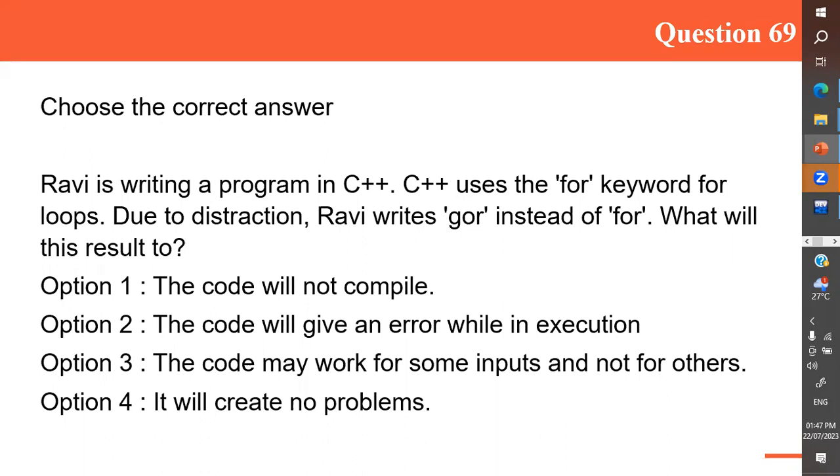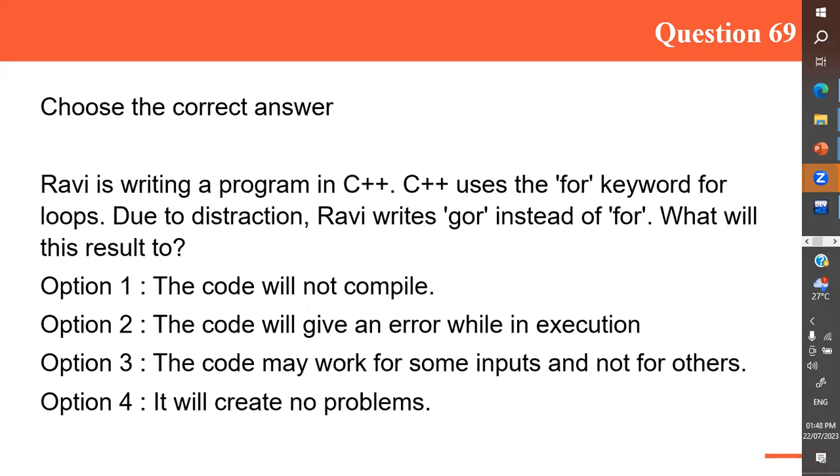Okay. Ravi is writing a program in C++. C++ uses the for keyword for a loop. Due to distraction, Ravi writes GOR instead of for. So when will the spelling mistake be detected? During the stage of compilation itself. In the stage of compilation itself, it will be detected. It will show a compile time error.